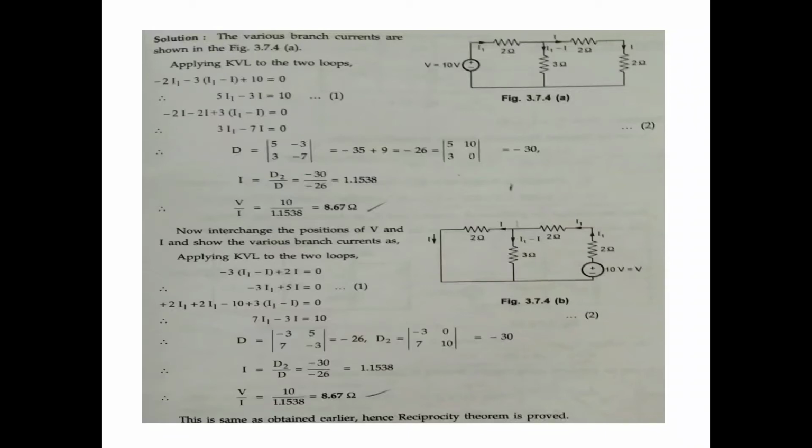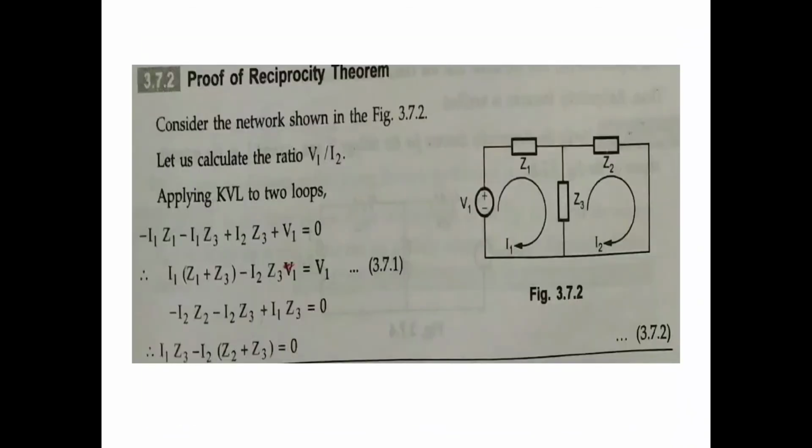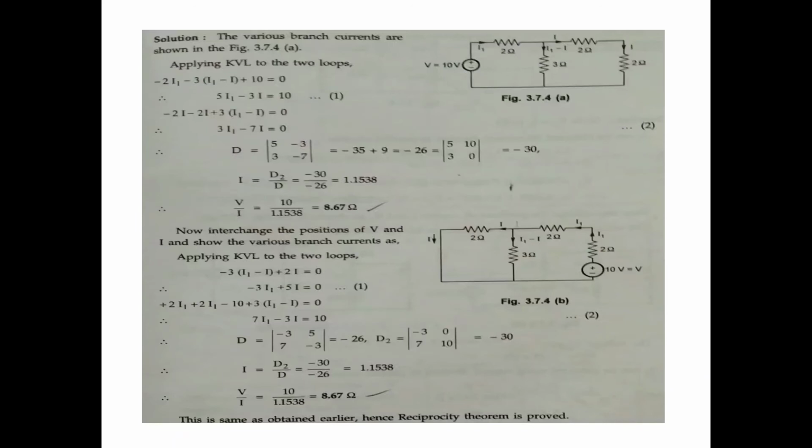Equation number 2. Next D: 5, minus 3, minus 3, 7. 5 into 7 minus 3 into 3, 9, that is 26, the answer. D2: we change the second column, 0, 10, that is minus 30. Again the same, I equal D2 by D, minus 30 by 26, that is 1.15. Again the voltage to current ratio V by I is 10 by 1.15, that is 8.67.